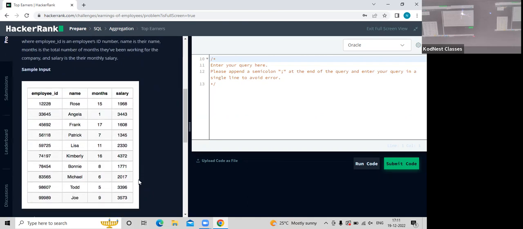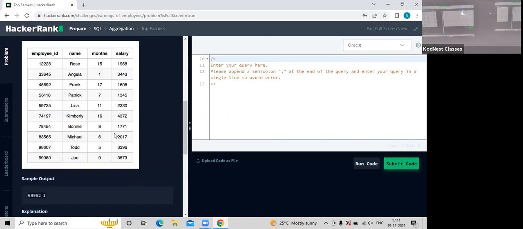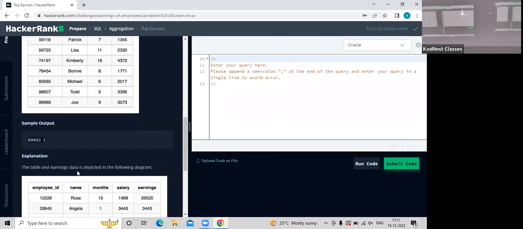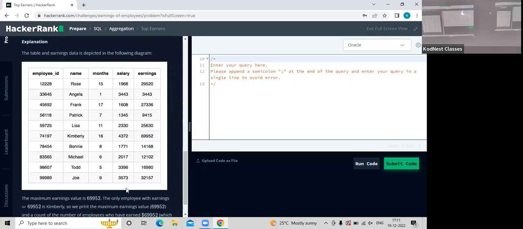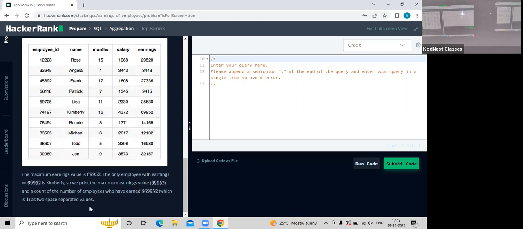Okay, input format is like that. Sample input: employee ID, name, number of months, and salary we have. Sample output should be what? This is the maximum salary. And the earnings data is depicted in the following diagram. The maximum earnings value is 59,955. This is the one. The only employee who earns that is Kimberly. So we print the maximum earnings value and a count of the number of employees who have earned it, as two space separated values.